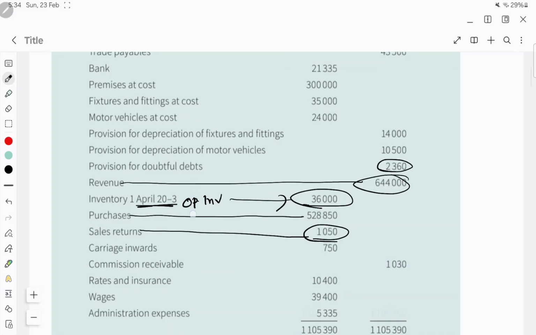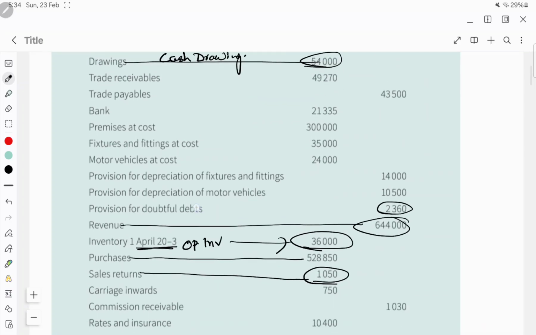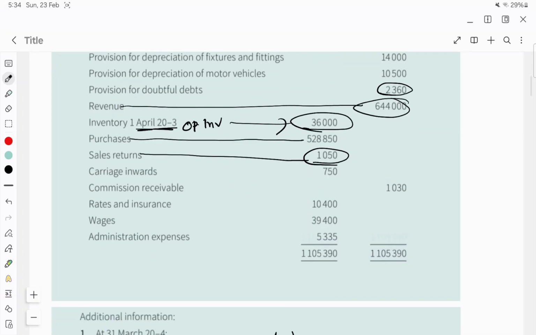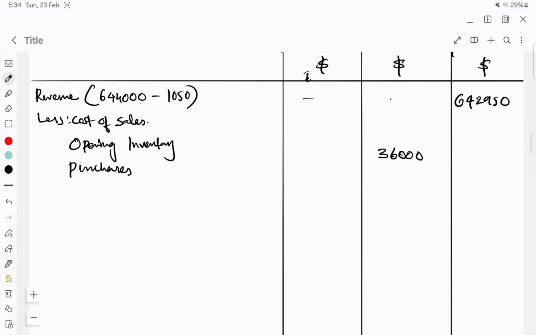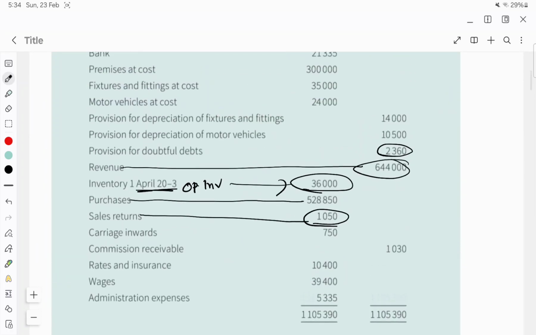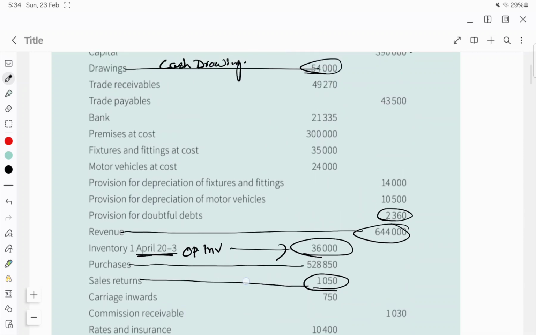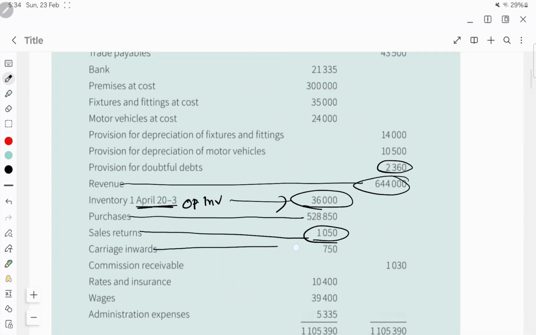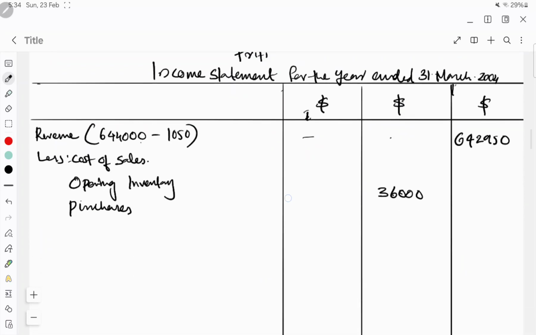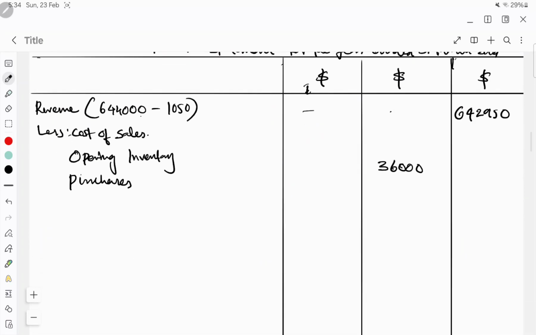Purchase return, if there is any purchase return, you have to deduct that as well. Since there is no purchase return, you can directly take purchases here, and carriage inwards and goods for own use also should be considered. So carriage inward is 750, that should be added. Okay, so purchase minus purchase return. So here only purchases are there, no purchase return. So plus carriage inwards, so carriage inwards should be added.